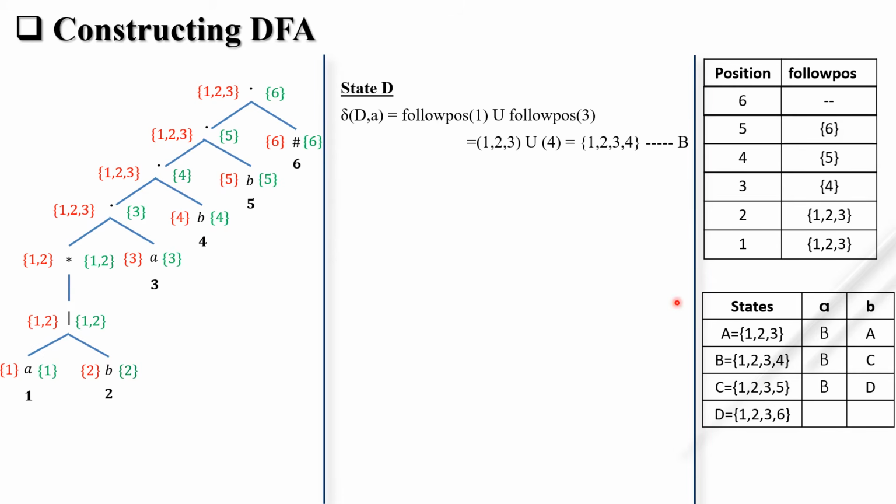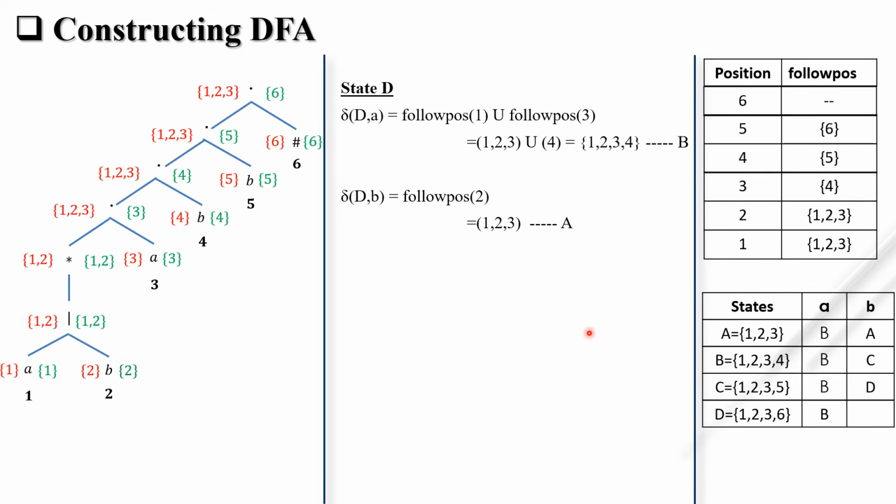So what is our D? D is 1, 2, 3 and 6. We have to find D of A. At 1 A is labeled and at 3 A is labeled. That's why we have to find follow position of 1 union follow position of 3. So 1, 2, 3 and 4 is the answer, and it is already in B, that's why we label it as B.